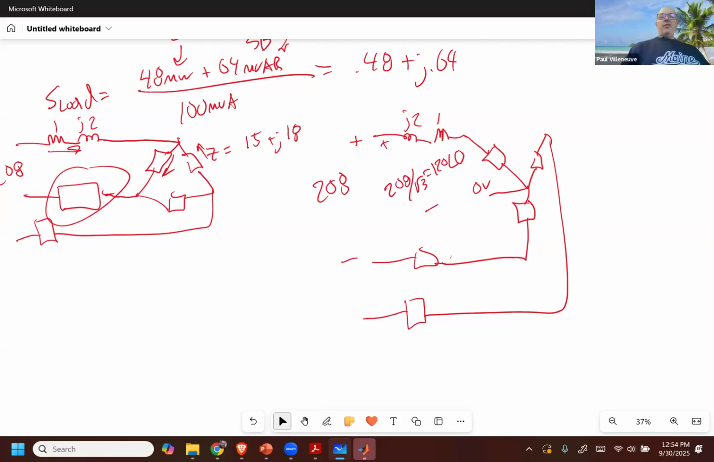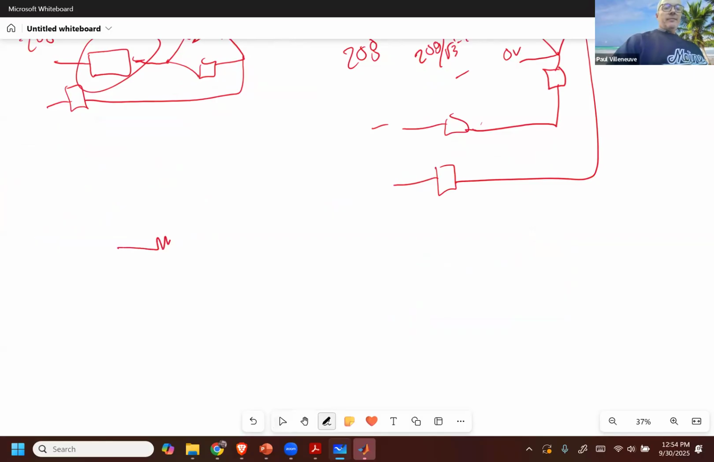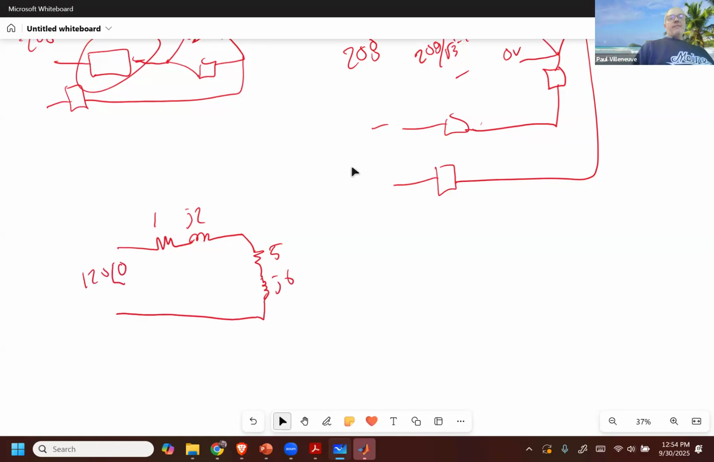So all you needed to do for this problem, here's my circuit. This is 1 plus j2. This resistor gets divided by 3. That inductor gets divided by 3. That's the circuit. Can you calculate the current here? Just a series circuit, isn't it? You should be able to pretty quickly calculate the current for this one.